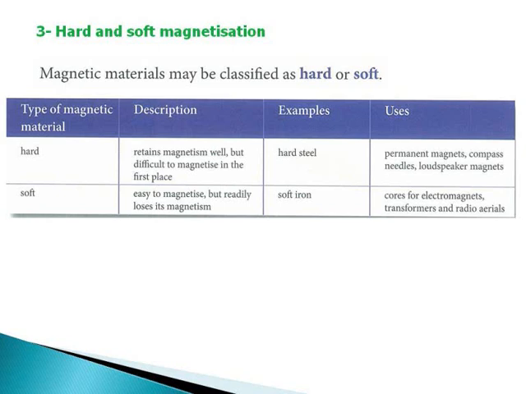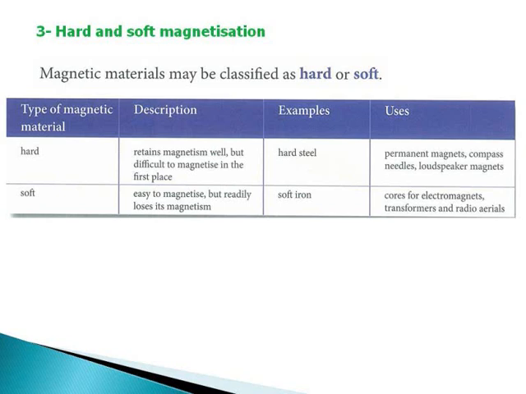The hard material or the hard magnetization retains magnetism well. It's difficult to magnetize in the first place. It's hard to get magnetized, but once magnetized, it retains magnetism very well. An example of it is hard steel. Different uses here: permanent magnets, compass needles, and so on.